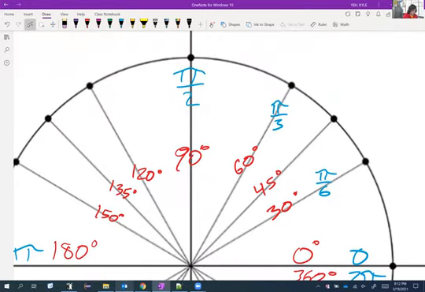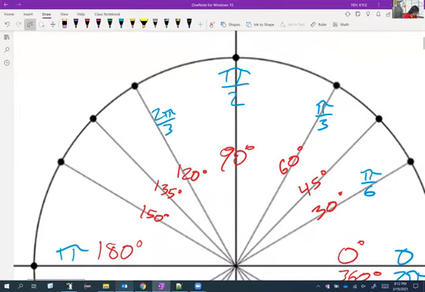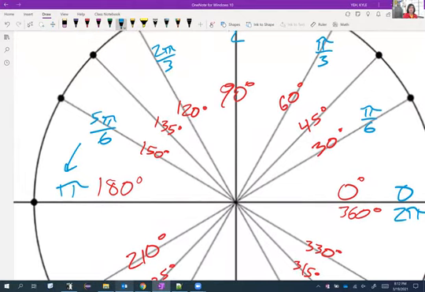My next 30 degrees would get me here, 3 pi over 6, which simplifies to pi over 2. So then 4 pi over 6, which would be 2 pi over 3, simplifying. 5 pi over 6 if we go 30 degrees more, so that's just 5 pi over 6. And then that gets us to 6 pi over 6, which is just pi. So it seems like it's working out.